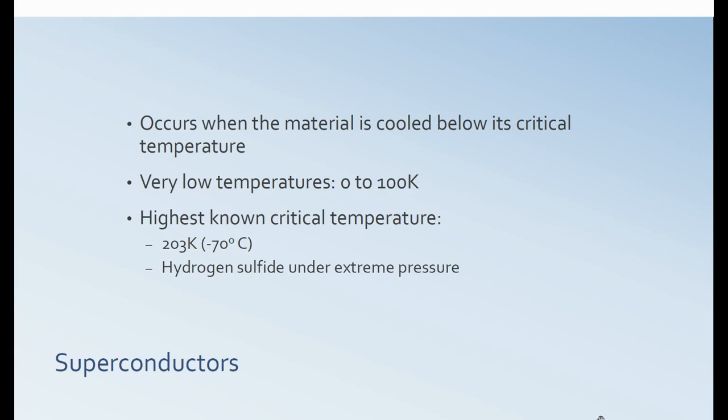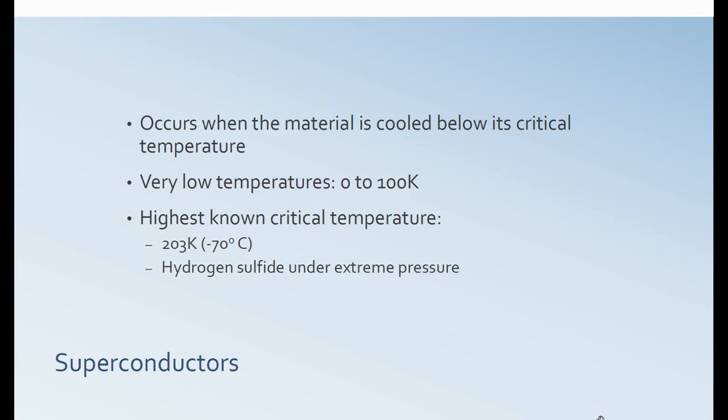We can make a material a superconductor when we cool it below what's called its critical temperature. And when we talk about cooling, we're talking about very, very low temperatures, from zero, absolute zero, to 100 Kelvin, which is pretty cold. Among common substances, the highest critical temperature known is about 380, negative 380 degrees Kelvin, which is pretty cold.